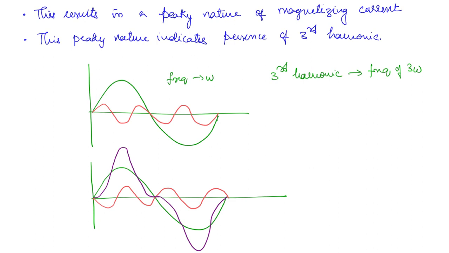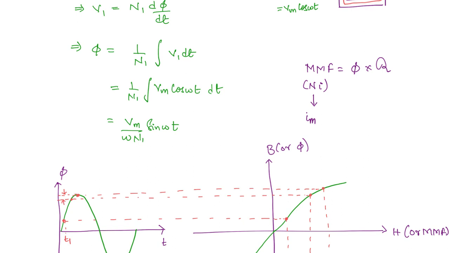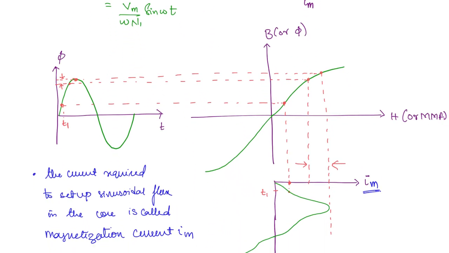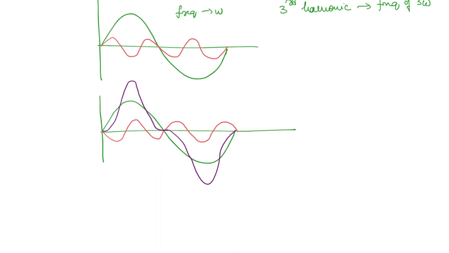Now one more important thing that you have to observe about the magnetizing current. You can see that the flux is going to lag the voltage by 90 degrees. See, V1 is cos omega t, right? Cos will lead the sine by 90 degrees. So flux is going to lag the applied voltage by 90 degrees, and the magnetizing current is going to be in phase with the flux, right? So the magnetizing current IM is going to lag the applied voltage by 90 degrees.